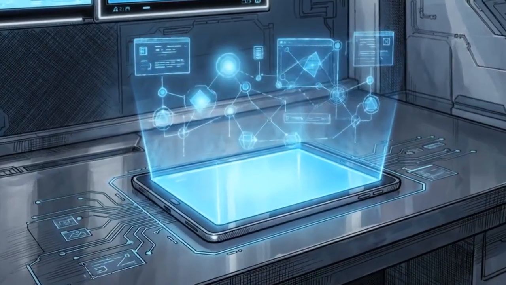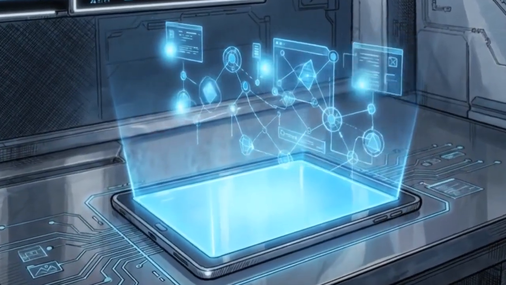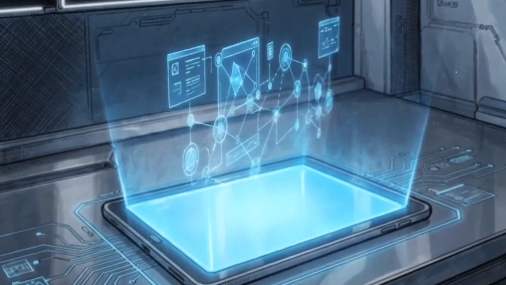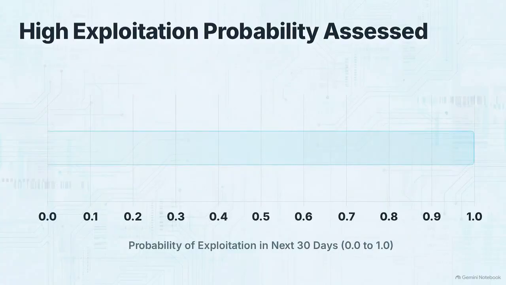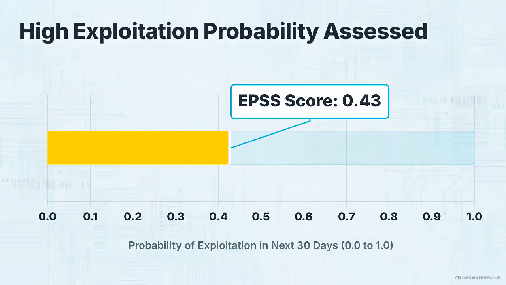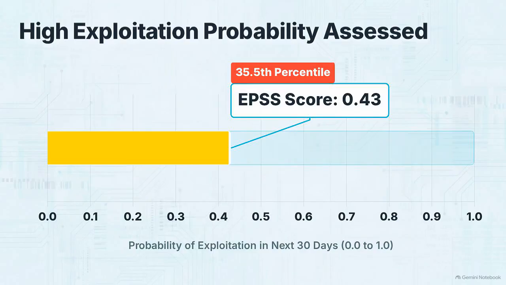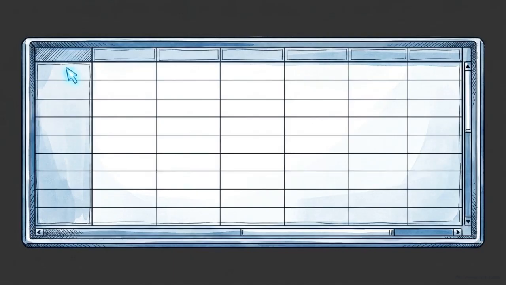Analyzing the predictive threat landscape of this vulnerability helps us accurately understand the current timeline for our response. This chart displays the exploit prediction scoring system metric. The EPSS evaluation generated a score of 0.43, placing it at the 35.5th percentile for exploitation likelihood. Contrast this probability with current field data. As of the latest intelligence consolidation, CVE-2026-64769 is not listed in the CISA Known Exploited Vulnerabilities catalog.